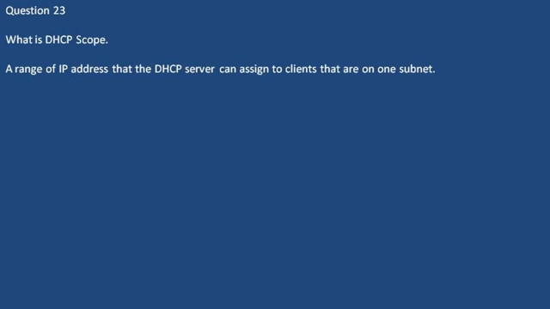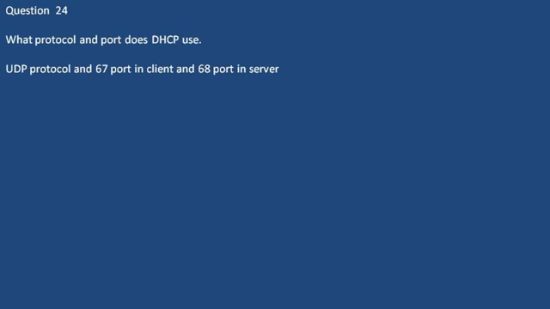Question number 23. What is DHCP scope? A range of IP addresses that the DHCP server can assign to clients that are on one subnet. Question number 24. What protocol and port does DHCP use? UDP protocol and port 67 on the server and port 68 on the client.